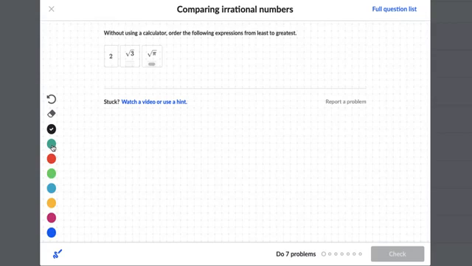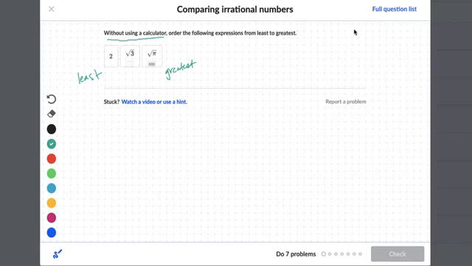Okay, let's try this out. So we want to go from least to greatest, so the smallest is on this side, and then the greatest, the biggest value, is on the right-hand side, just like a normal number line. All right, I have one whole number here, 2. I don't need to do anything to that. And then I have two different radicals here that I'm going to need to do a little extra work to figure out what their true values are. And again, I cannot use a calculator. So let's start with square root of 3.